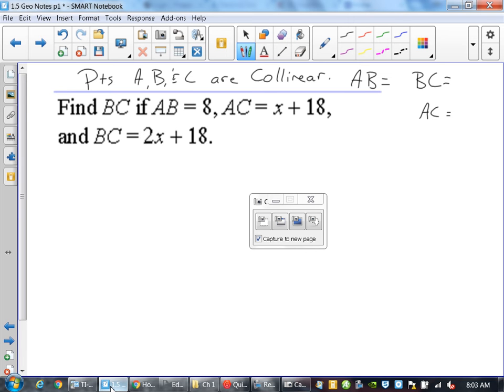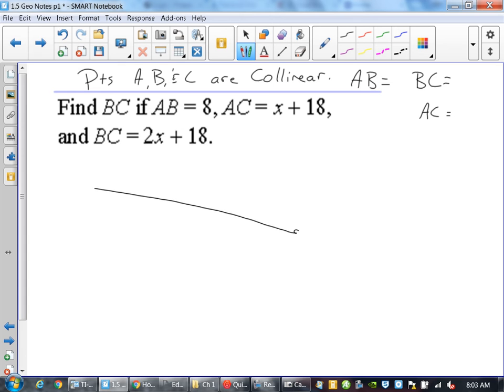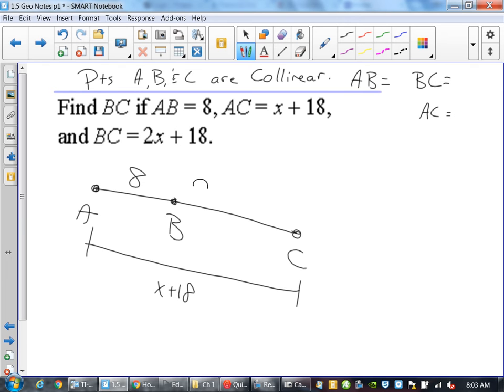So we had problems like this, where you guys had to do what? Math, right. But you had to draw a diagram. You draw a diagram, and you label it. AB was 8, AC is x plus 18, and BC was 2x plus 18.